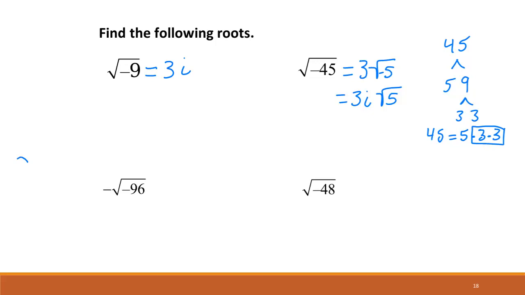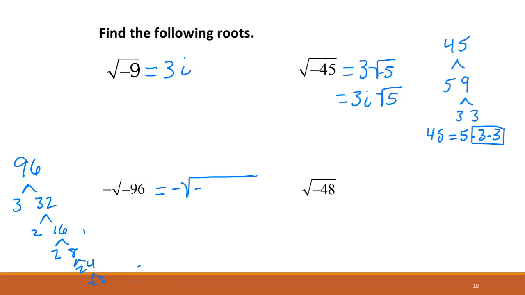For 96, we can also do a factor tree. 96 is divisible by 3, so we get 3 and 32 here. Then 32 is divisible by 2. We get 2 and 16, 2 and 8, 2 and 4, 2 and 2. I'm running out of room, so I'm going to write my prime factorization inside here. So I have 1, 2, 3, 4, 5 2's, and a 3.